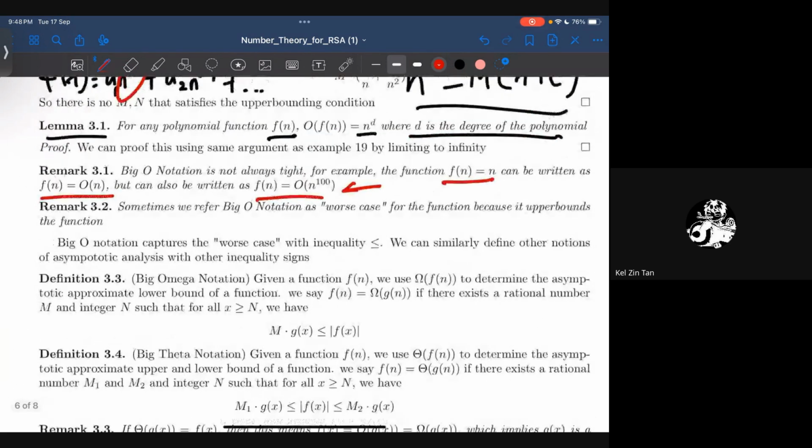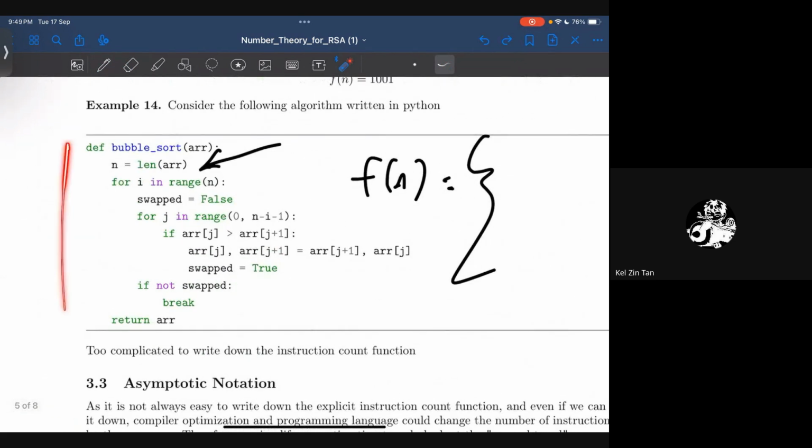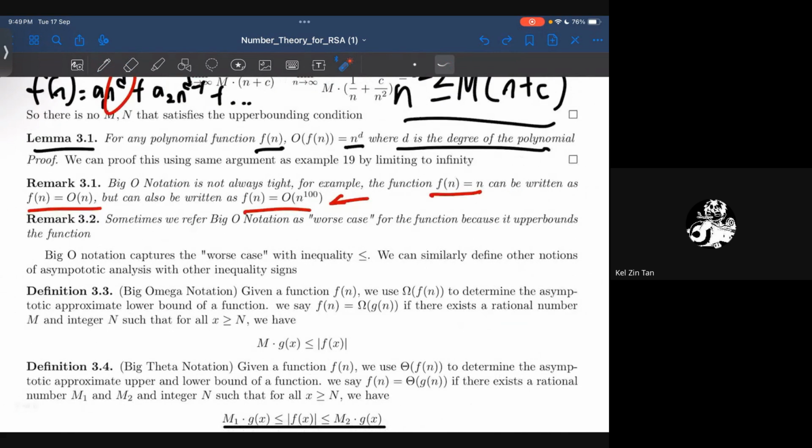So in some sense, big O notation is also commonly known as worst case, because it upper bounds the function. It is the worst case for the function. You look back at bubble sort, for example. Sometimes it ends early and sometimes it ends late. So now we only look at the worst case, what happens in the worst scenario, and we just upper bound on that. So we don't have to care about the early terminations, whether it has run break or not, or whether it didn't swap. We just have to look at the worst case. Because we are doing upper bound, it sort of implies worst case. And big O notation captures the worst case with this inequality.